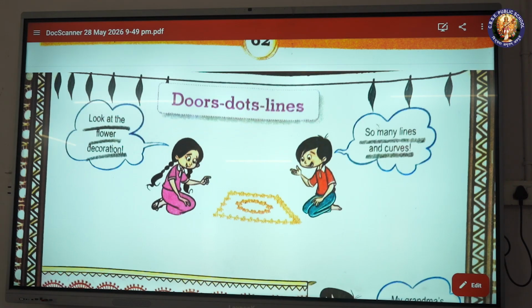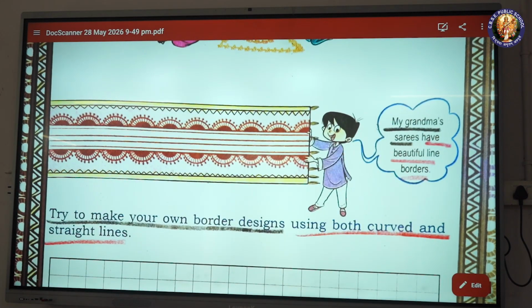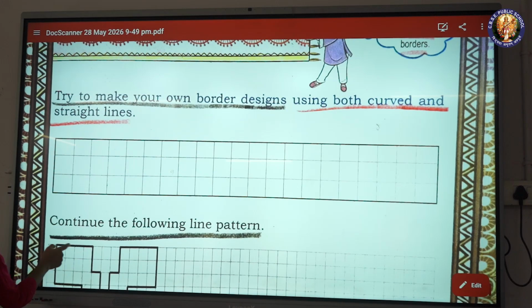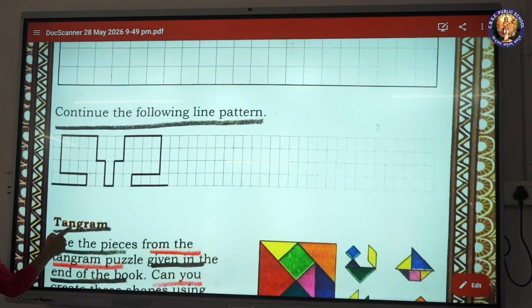Dots, lines. Look at the flower decoration. So many lines and curves. My grandma's saris have beautiful line borders. Try to make your own border designs using both curved and straight lines. Continue the following pattern.